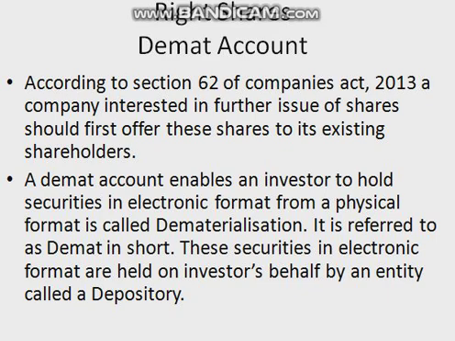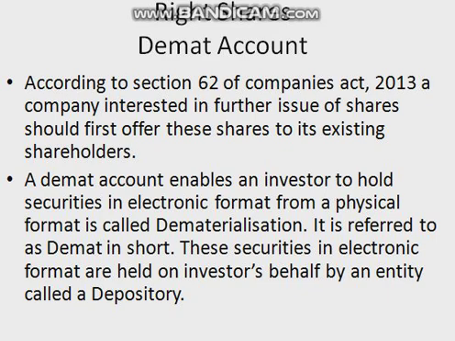Means when right shares are issued, they are first offered to the existing shareholders who are already shareholders of the company. The offer shall be made by a notice specifying the number of shares offered and limiting a time not being less than 15 days and not exceeding 30 days from the date of offer, within which the offer, if not accepted, shall be deemed to have been declined.